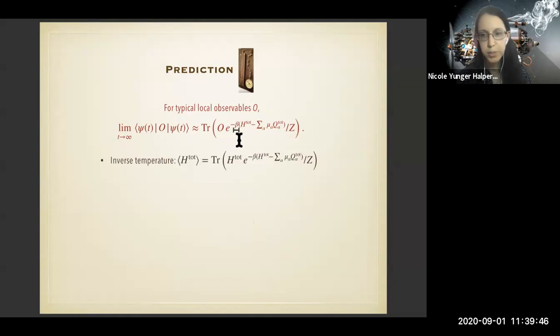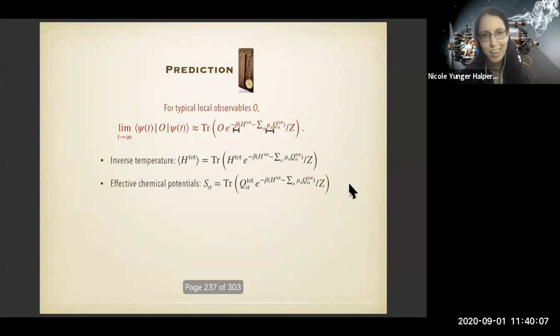This non-abelian thermal state has an inverse temperature that we define by taking the expectation value of the total Hamiltonian that our system actually has and setting it equal to the expectation value of the total Hamiltonian in the non-abelian thermal state. Then we can extract beta with quite a bit of work. The effective chemical potentials are defined analogously in terms of those expected values that we talked about earlier when defining the approximate microcanonical subspace.